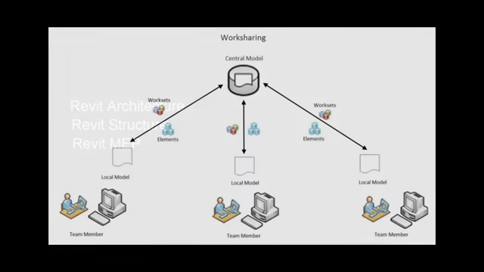Revit Architecture, Revit Structural, Revit MEP all support work sharing, a design method whereby multiple team members can simultaneously access and modify local copies of a centrally stored building model. If all team members are working at the same location, the central model can be stored in a file on the local area network. This is referred to as file-based work sharing.